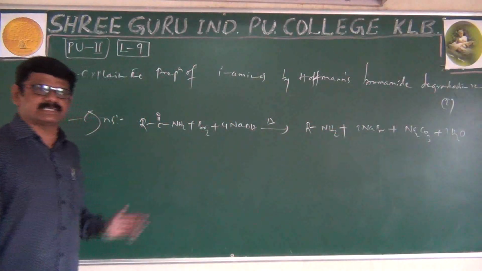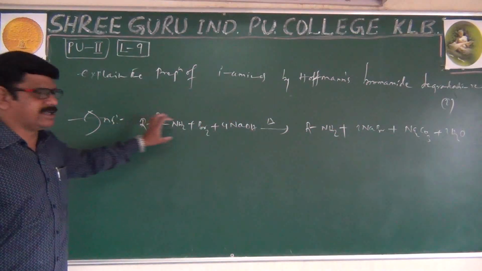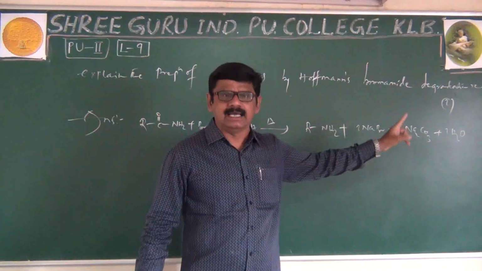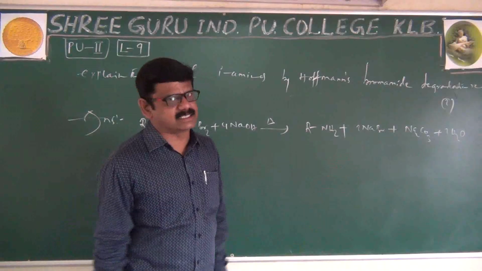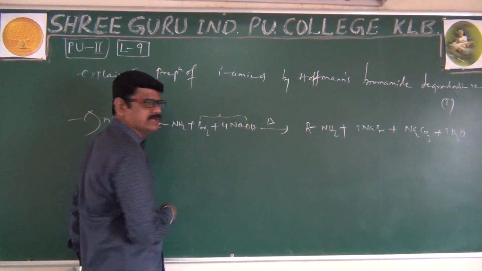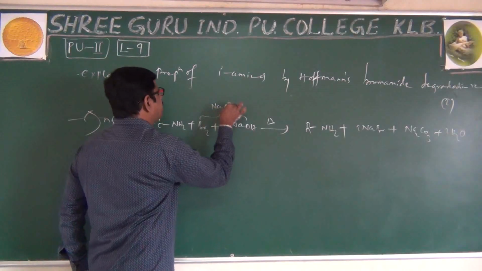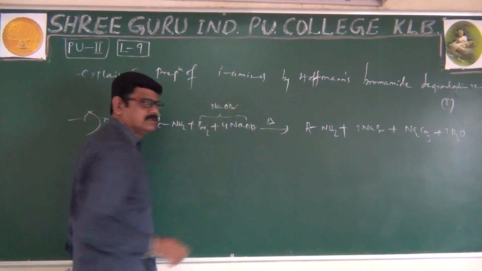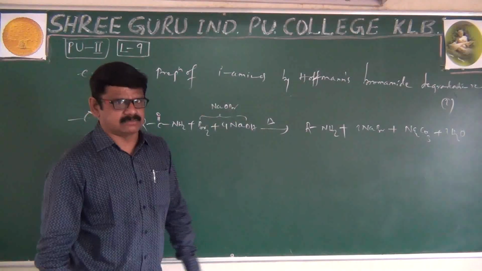What is the statement? The statement you can write easily. When an amide is reacted with bromine in the presence of alkali, you will get the corresponding primary amine. That's all. That is the statement. And sometimes instead of Br2 and NaOH, we can also write NaOBr, sodium hypobromite. No confusion at all.